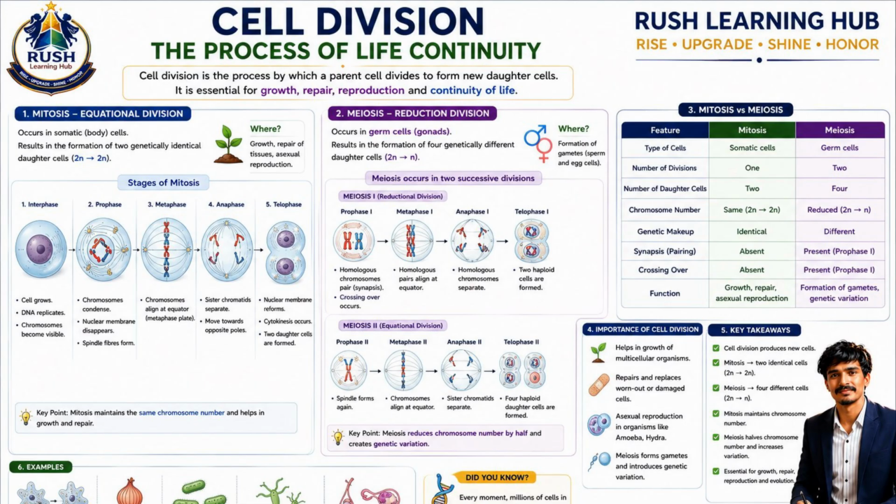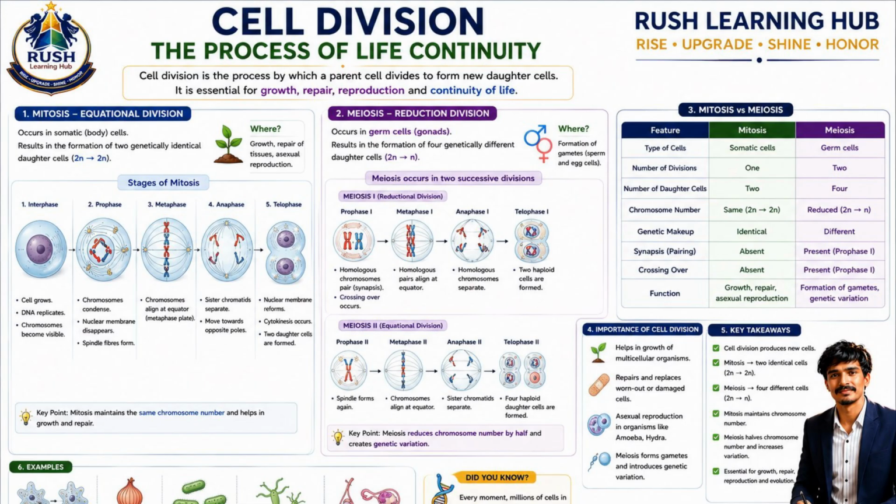This order is very important for examinations. Now let us study meiosis. Meiosis occurs in reproductive organs such as testes and ovaries. Its main function is the formation of gametes, which are sperm cells and egg cells.